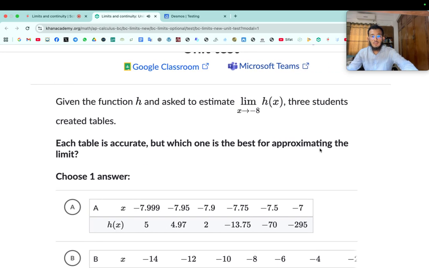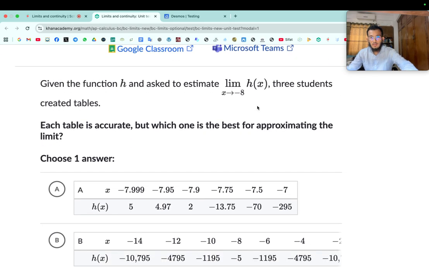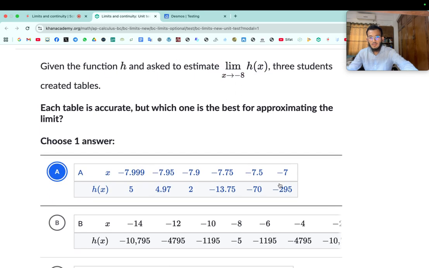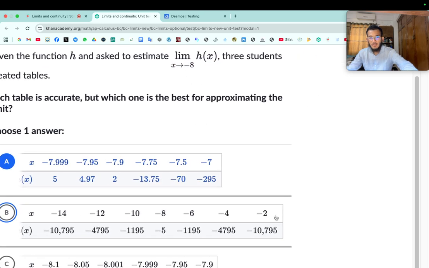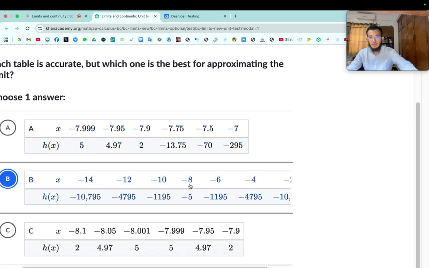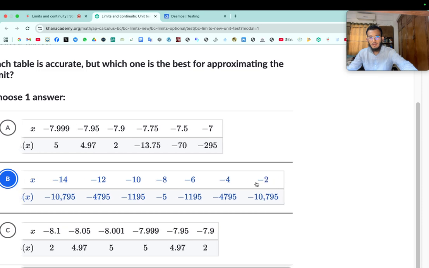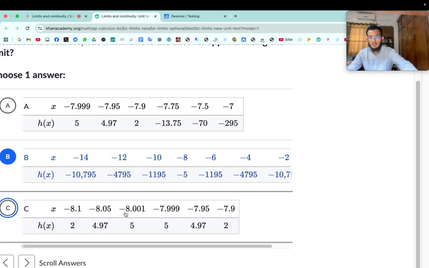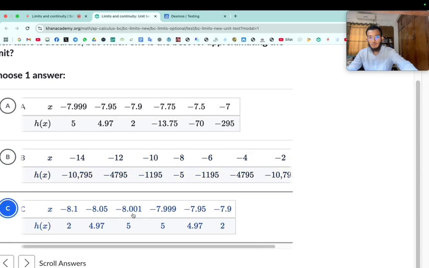Given the function h and asked to estimate the limit of h as x tends to negative 8, three students created tables. Each table is accurate, but which one is the best for approaching the limit? Okay, so negative 8, and we don't have x equal to negative 8, so how can this be appropriate? But here we have negative 8, but you see that the values are far apart from it. But here you have negative 8, but it's very close to each other, and it's from both sides.